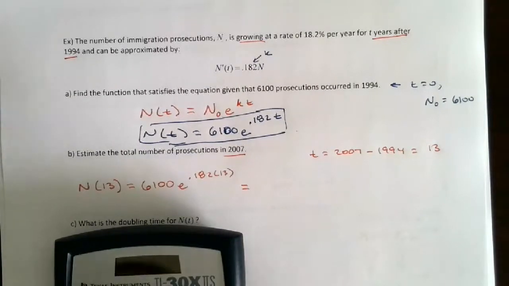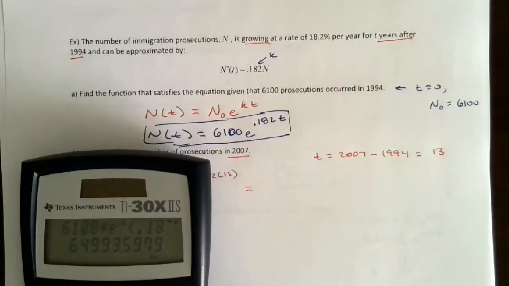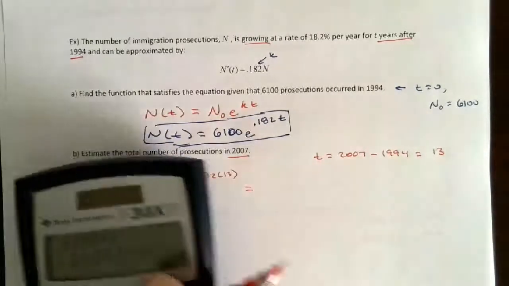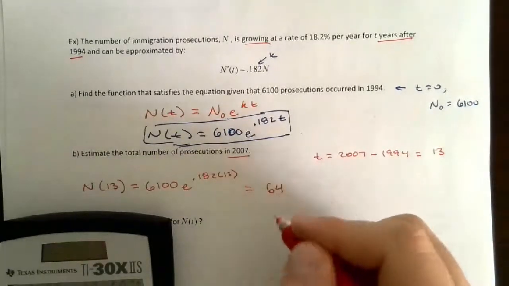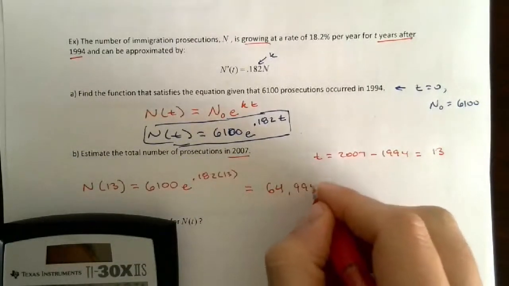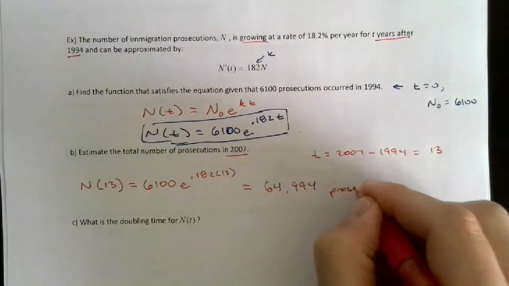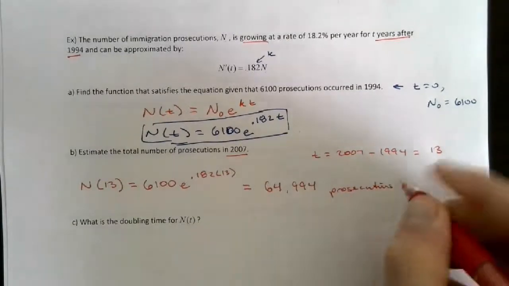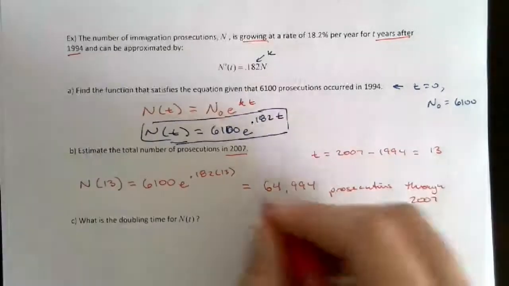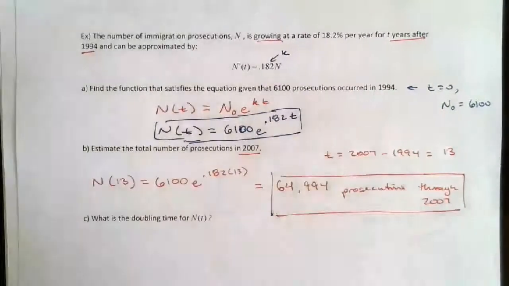So think about what this means. These are immigration prosecutions. You can't have a fraction of a prosecution. So what we're going to do is we'll round that up to the nearest whole number. So this equals 64,994. And remember what we're finding. We're finding prosecutions through 2007, right? So that's what we're finding there.